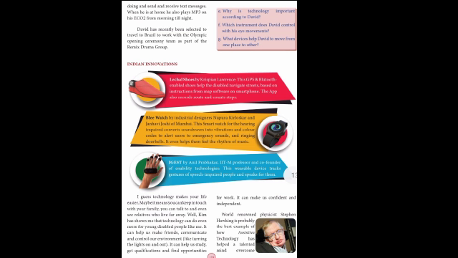I guess technology makes your life easier. Maybe it means you can keep in touch with your family, you can talk to and even see relatives who live far away. Well, Kim has shown me that technology can do even more for young disabled people like me. It can help us make friends, communicate, and control our environment, like turning the lights on and off. It can help us study, get qualifications, and find opportunities for work. It can make us confident and independent.